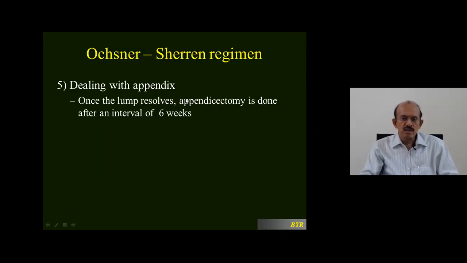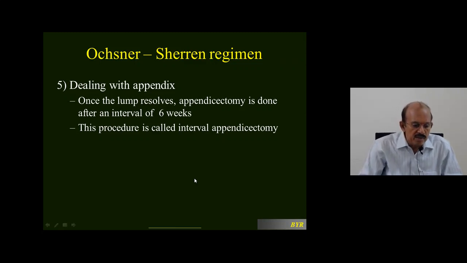Once the lump resolves, appendectomy is done after an interval of 6 weeks. So we are doing surgery after an interval of 6 weeks. That's why this particular procedure is called interval appendectomy.